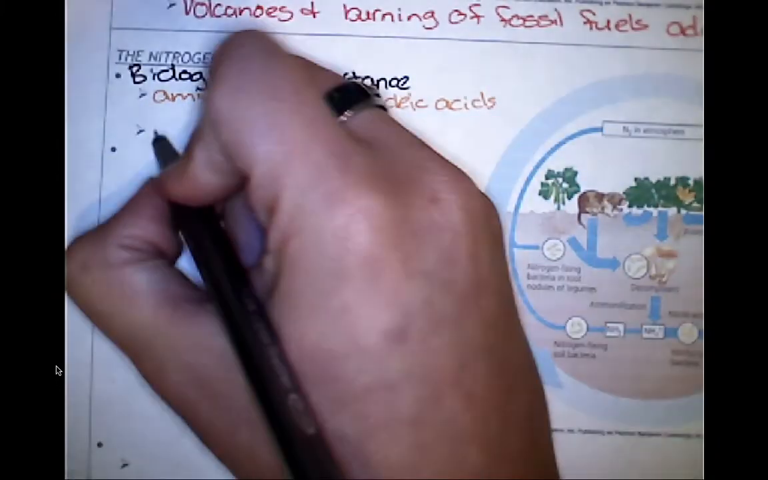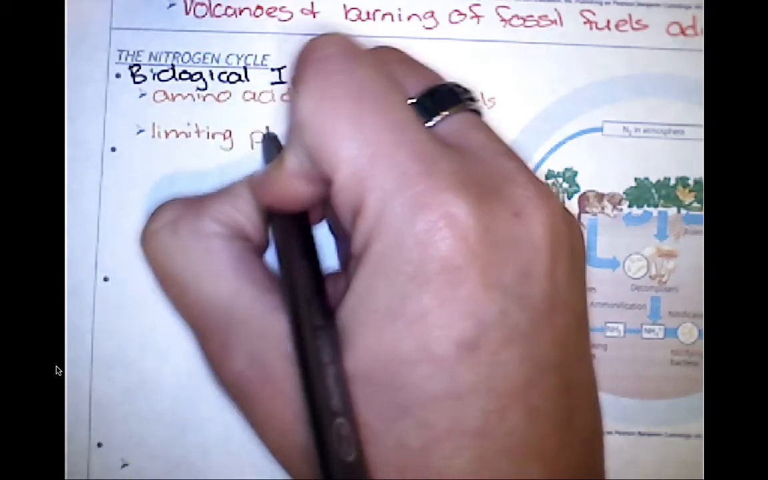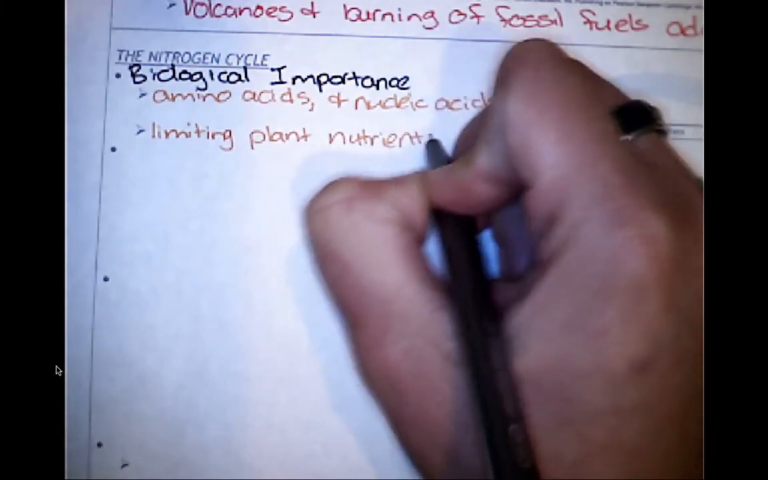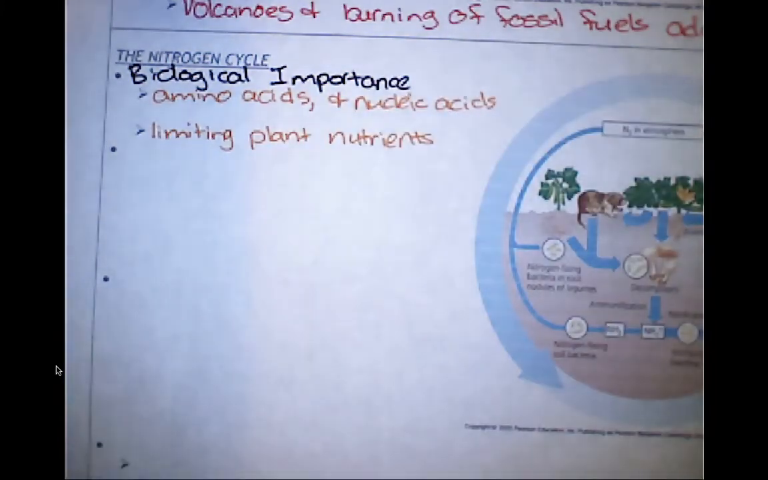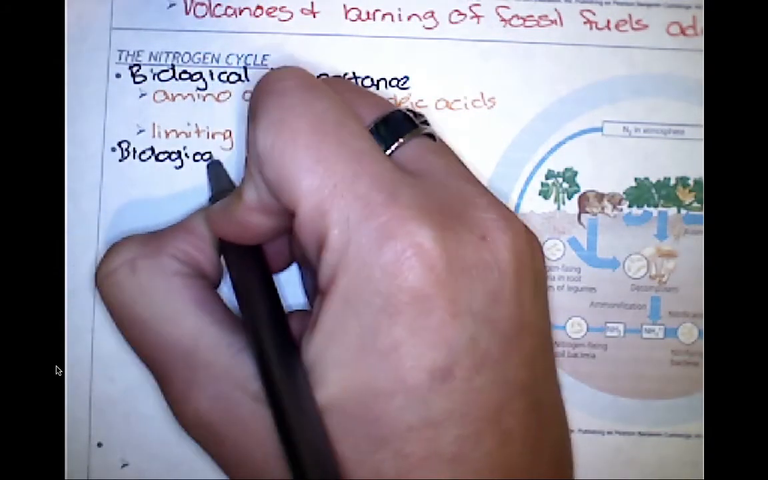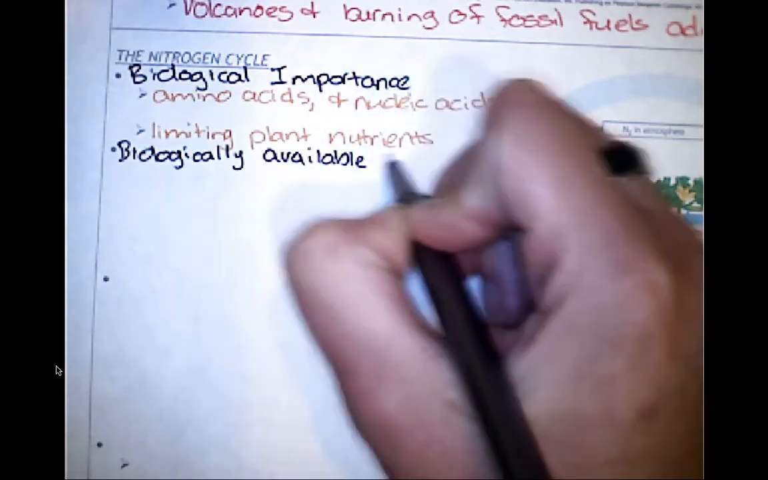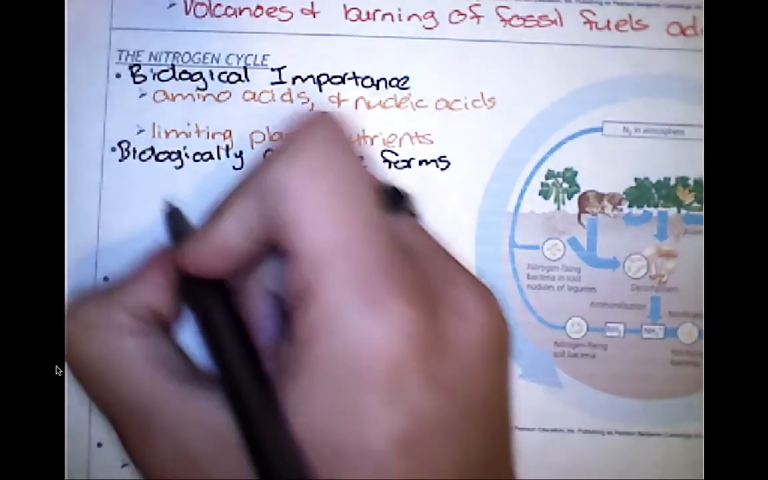It can also be a limiting plant nutrient, meaning that if there's not enough of it around, plants aren't going to be able to grow, okay? But plants really require it for growth, okay? Let's look at the biologically available forms. There's actually a few different ones. So how is it available for us to use?